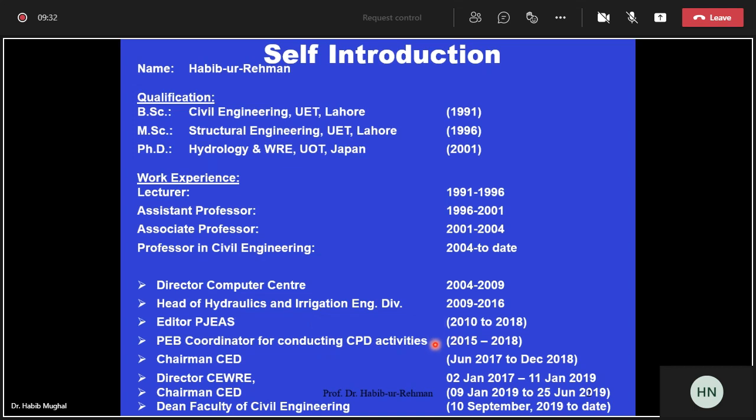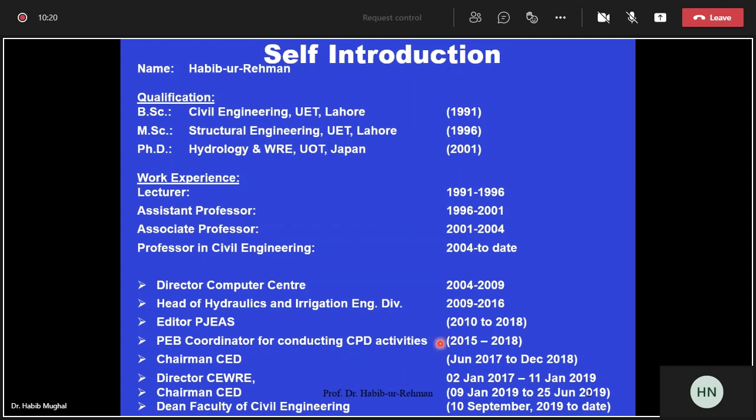The CPD activities are now very, very important. Continuous professional development activities are required for lifelong learning, to keep updated with the present knowledge and the latest equipment and software. CPD activities are carried out under the umbrella of Pakistan Engineering Council. I acted as professional engineering body coordinator for conducting CPD activities from 2015 to 2018.